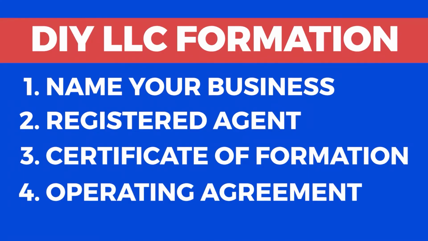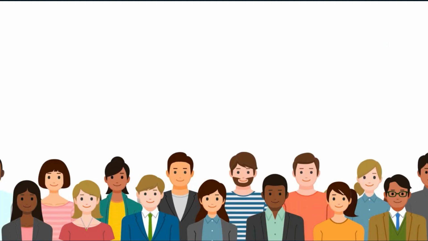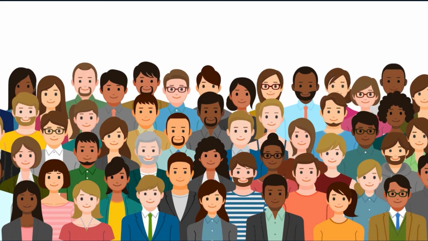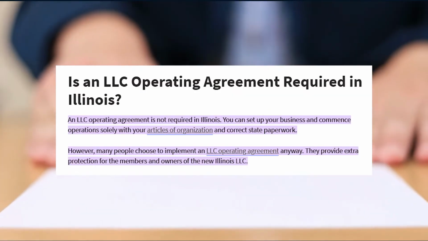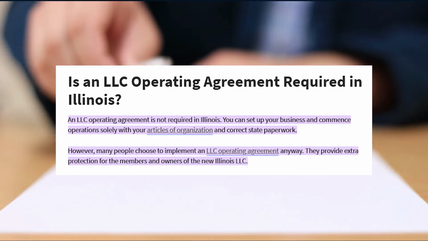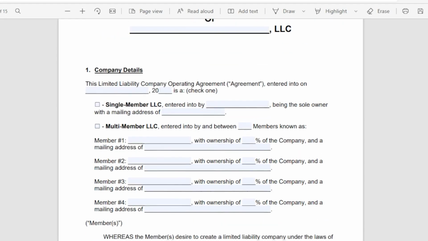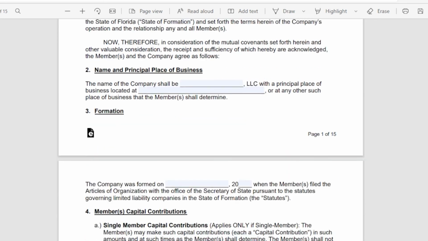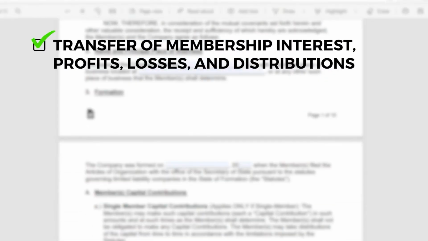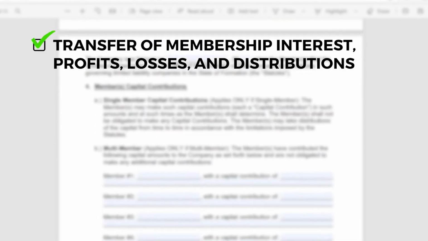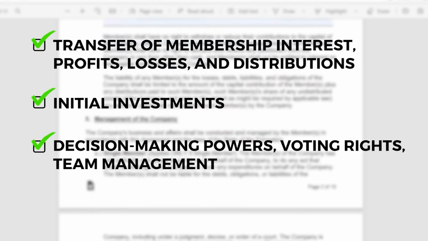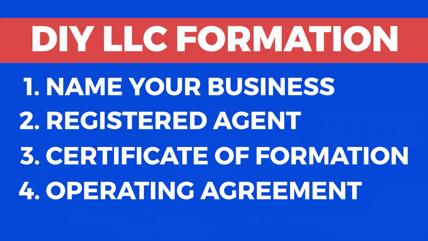Step 4. Preparing an operating agreement. Now, an operating agreement is a good idea to have in place with the other members if your LLC has more than one member. Although a limited liability company operating agreement is not required for Illinois. Your operating agreement should clarify how your company or business will handle big picture issues. These include the transfer of membership interest, profits, losses and distributions, initial investments, decision-making powers, voting rights, team management, and lastly, dissolving the business.